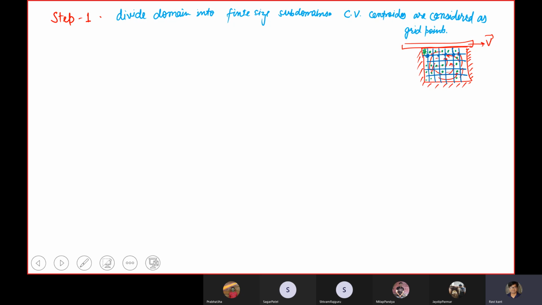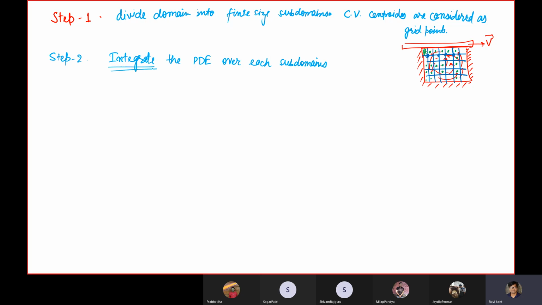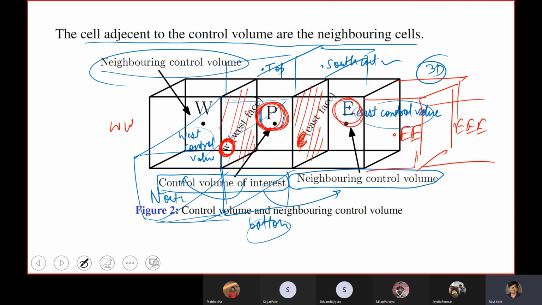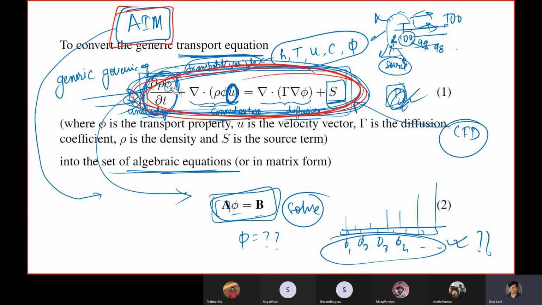Okay, now step 2. So step 2 is to integrate the governing equation, or your partial differential equation, over each subdomain. Each small subdomain you need to integrate. So let's try to integrate that. What was our governing equation? Let's take this governing equation. This is my governing equation.